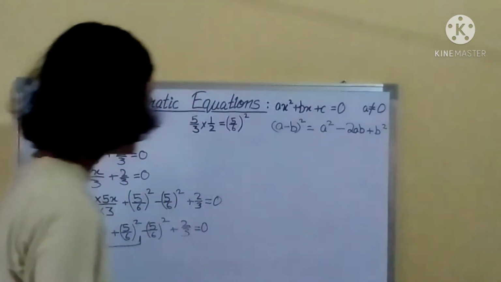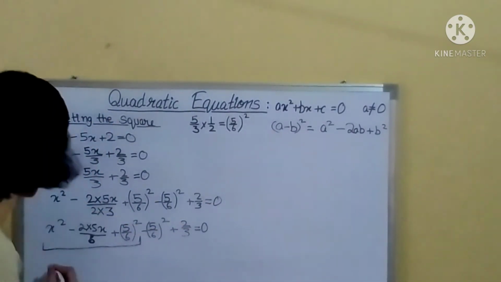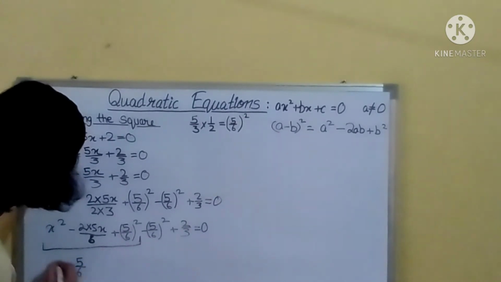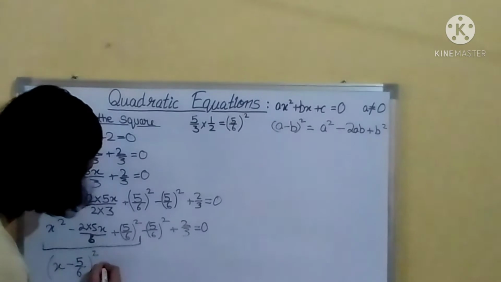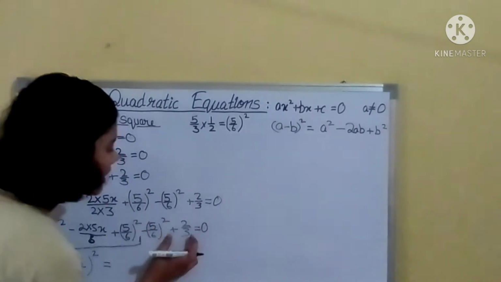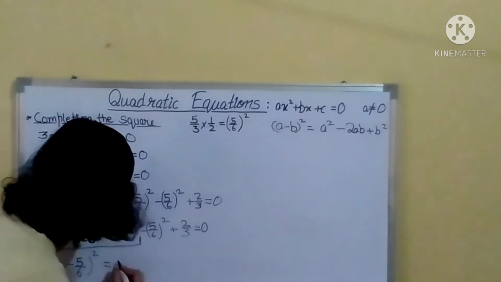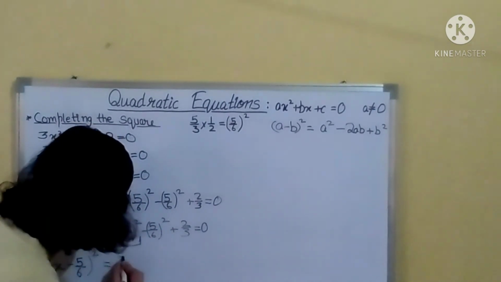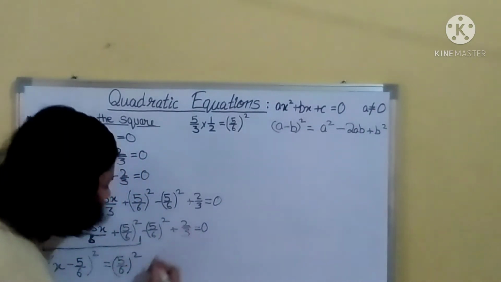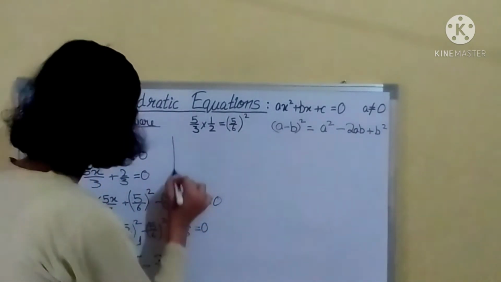See, we have got it. Now what we have to do? We will write this in this form. So x minus 5 upon 6 whole square. Now this 5 upon 6 square, and then this 2 by 3 will go on the right side. Is equal to, now here it is minus, so it will become plus, and here it is plus, so it will become minus 2 by 3.